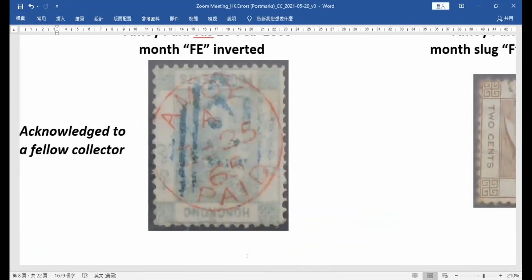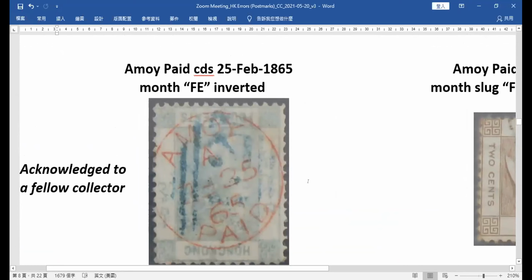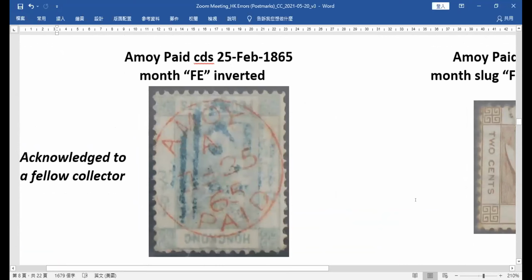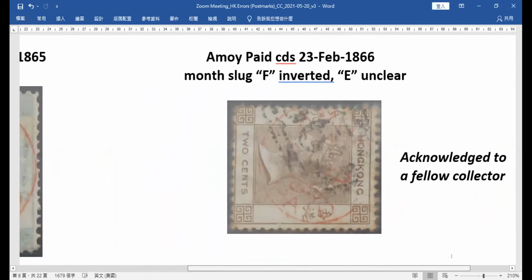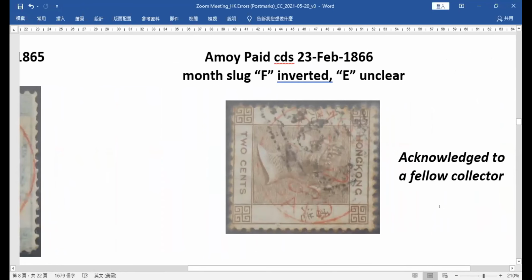The third example is from a fellow collector, 25th of February, 65. Quite clearly, FE inverted. It is also from the same fellow collector, 66, February 23rd. I think it should be E inverted. F unclear over here. But highly probably, if the F is occupied by the E, I think this one will be F also inverted. But it's unclear to show.